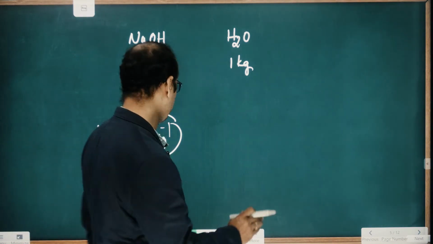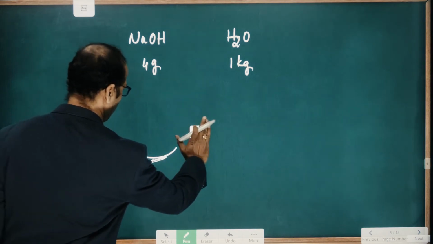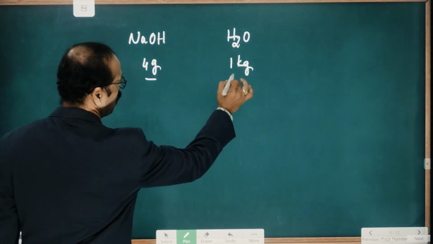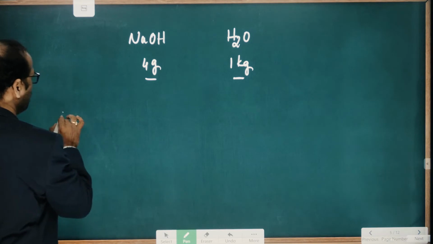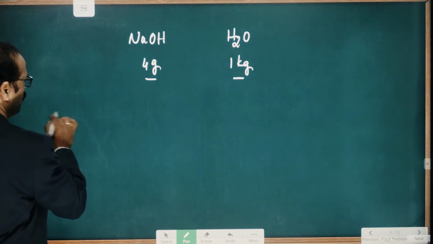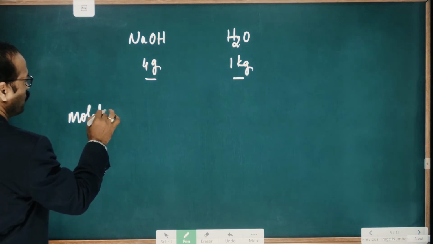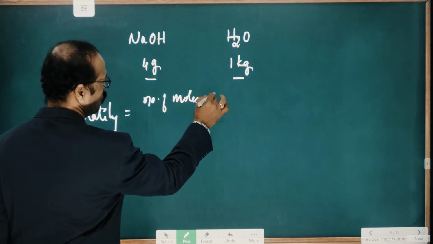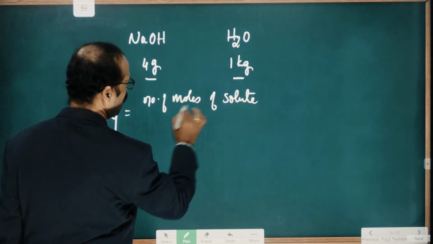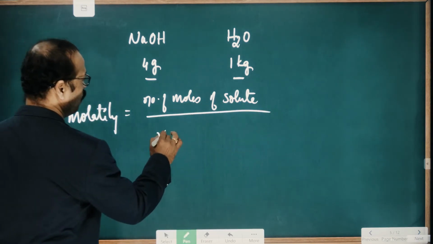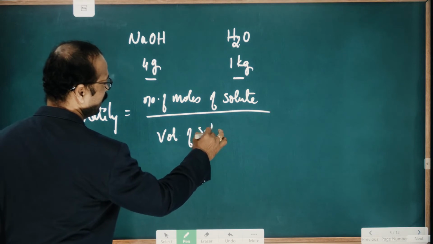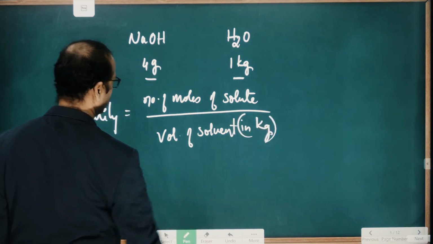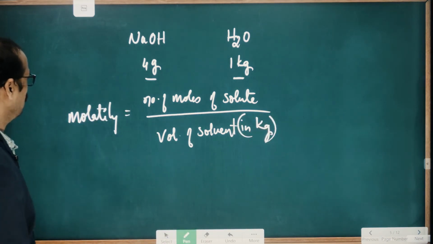Now go to the second option. Okay, you see here, the solute is in grams and the solvent in kgs. So then the best formula is molality. What is the best formula? Molality. Molality is equal to what? Number of moles of solute by mass of solvent in kgs. This is our formula, molality.